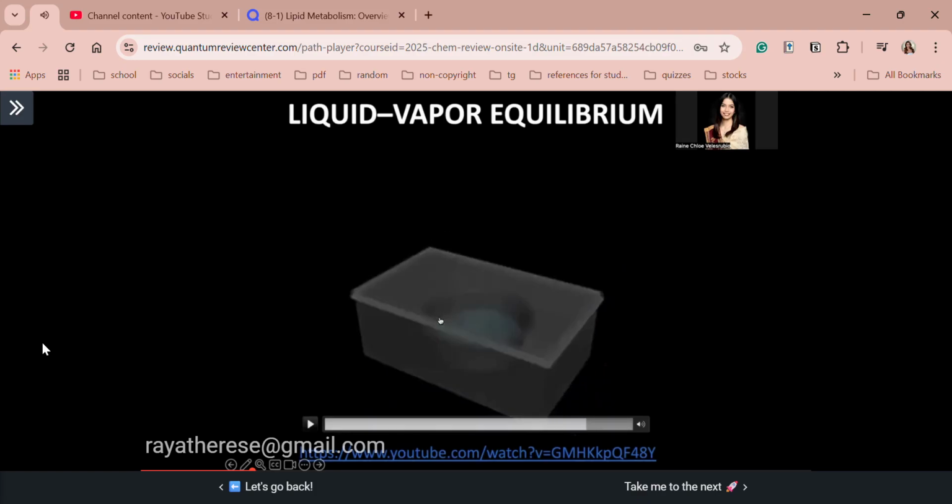So guys, did you get it? That is our liquid vapor equilibrium. So for example, if ethanol, which is more volatile than water, goes from the liquid phase to the vapor phase, then the concentration of ethanol in your vapor phase will increase and the concentration of ethanol in your liquid phase will decrease. So that is what a liquid vapor equilibrium talks about.